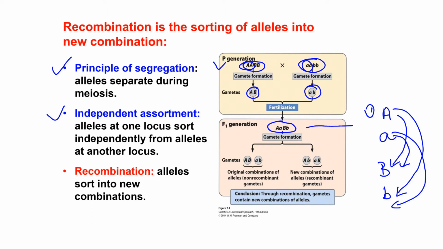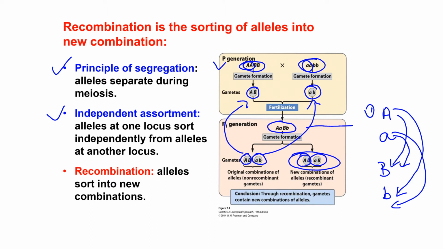So what does it mean? If you take independent assortment, you will see that half of the gametes will actually have the original combination of alleles. We say they have a parental, non-recombinant combination of alleles. However, the other half will form new combinations which you didn't find in the parental generation. You don't find these two combinations in the parental, and we call these new combinations recombinant gametes.